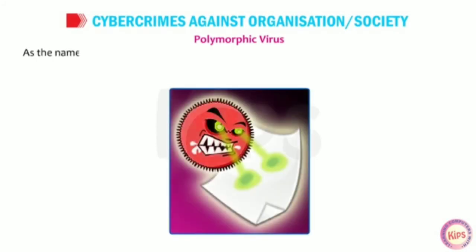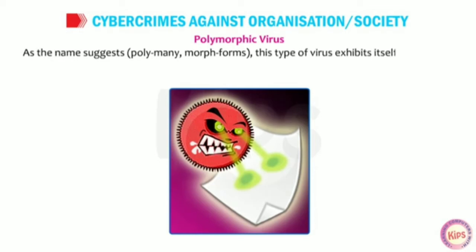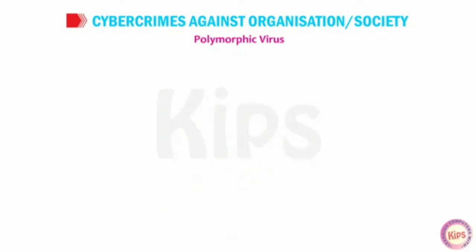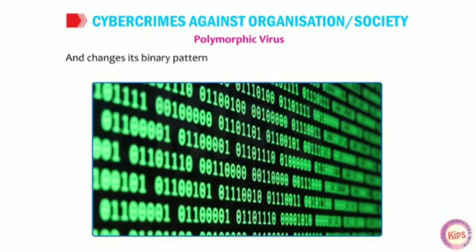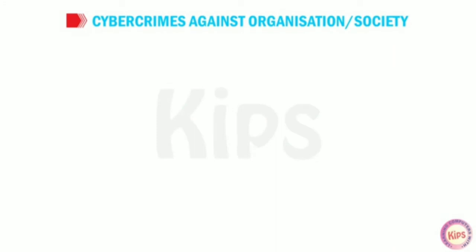Polymorphic virus. As the name suggests, poly means many and morph means form. This type of virus exhibits itself in many different forms and many different ways, and changes its binary pattern to avoid detection by any antivirus programs. Examples are Marburg, Satanbug, etc.